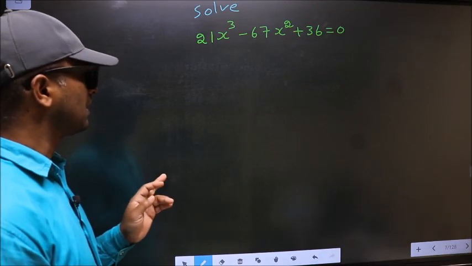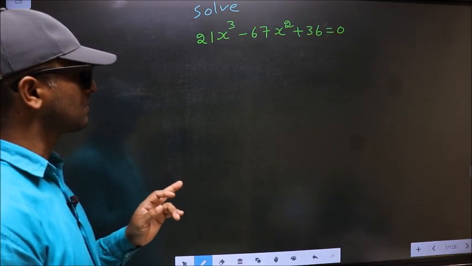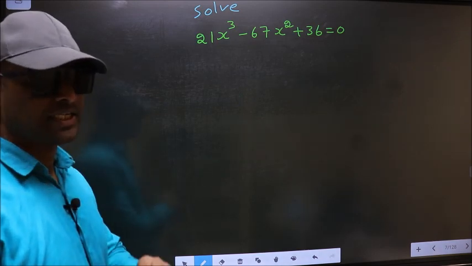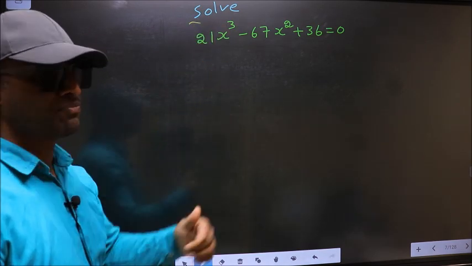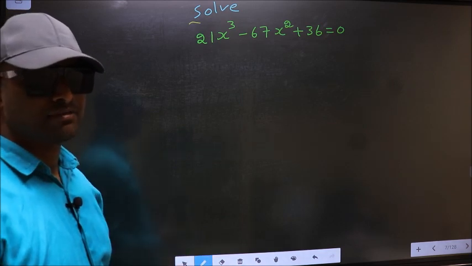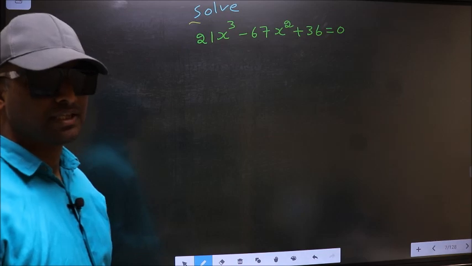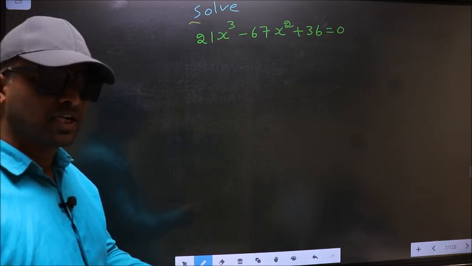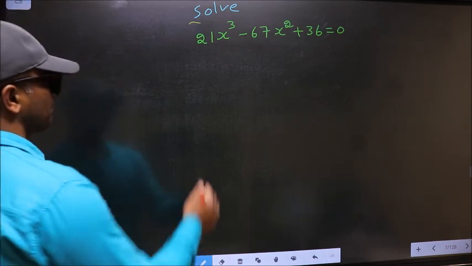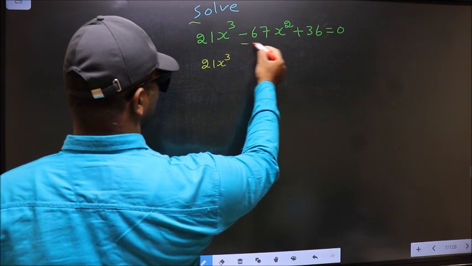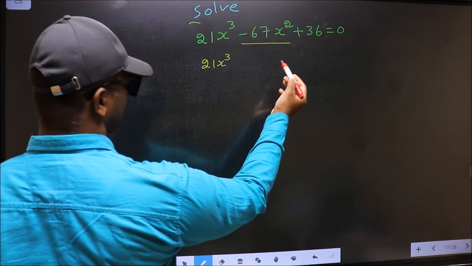Solve 21x cube minus 67x square plus 36 equal to 0. Here they told us to solve, which means we should get the values of x. For that, here we have to change the x square term. What I mean is, see, 21x cube in place of minus 67x square.